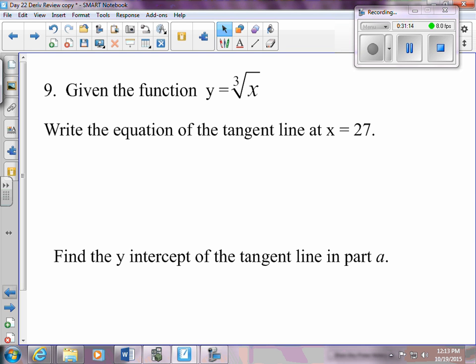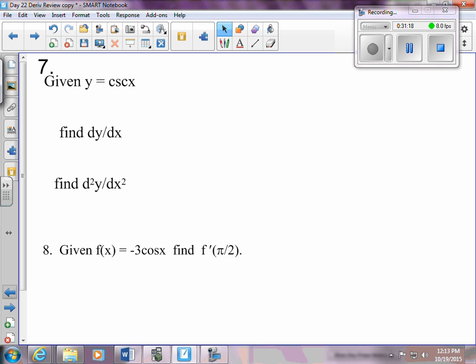Oh, 9 is fun. You have to get the regular derivative using your quotient rule or whatever. Just write out what it would be, and then fill in 2's or whatever for all the x's.